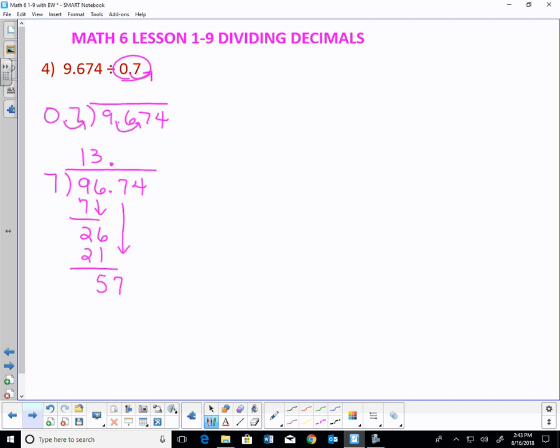7 times 8 is 56. 7 minus 6 is 1. Bring down my 4. 7 goes into 14 twice. That's a terrible looking 4. So there we have it. 9.674 divided by 0.7 is 13.82. There are 13.82 7/10ths in 9 and 674 thousandths.